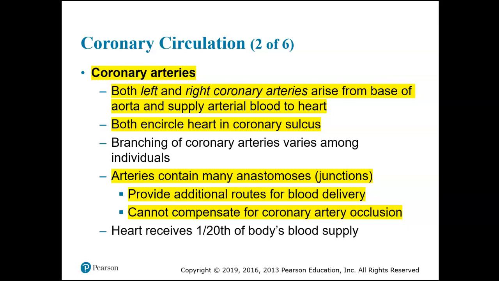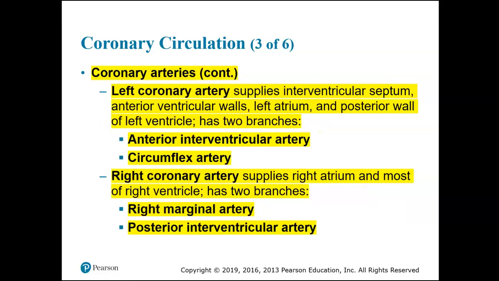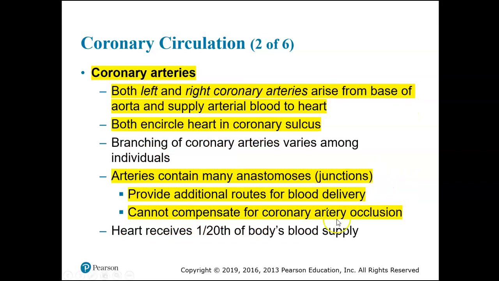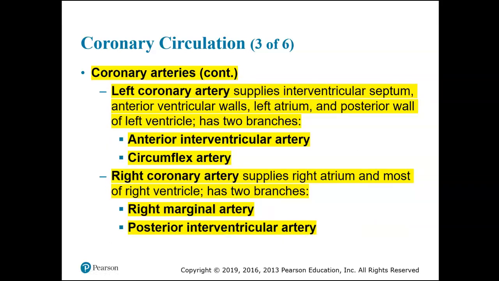The left and right coronary arteries arise from the base of the aorta. Both encircle the heart in the coronary sulcus, and the arteries contain many bypasses. I always call them bypasses or anastomoses. These provide additional routes for blood delivery, but they cannot compensate for coronary artery occlusion or blockage. Because coronary arteries are the main ones. So if they're blocked, I mean, that's bad. That's really bad. Really, really bad.